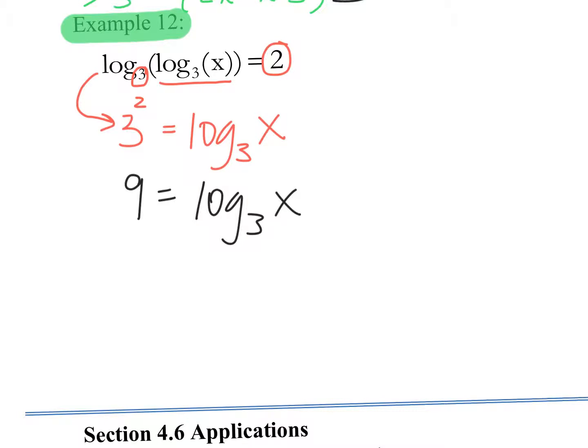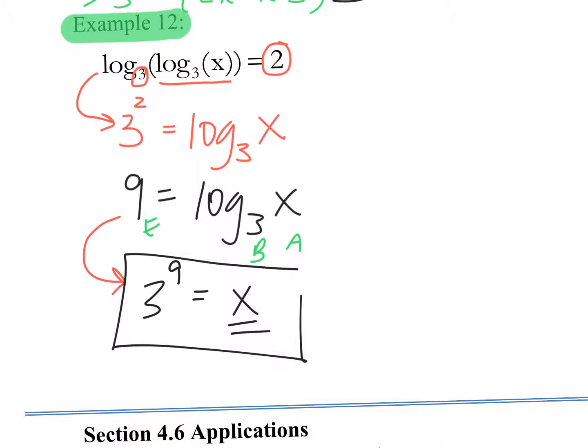I have a log on one side and a random whole number on the other side. Let's translate it again. So that's going to become, don't forget the BAE, the base is 3, the exponent is 9, the answer is x. Whoa, 3 to the 9th is an enormous number, so I'm just going to leave it like that, but I just got x all by itself. It equals 3 to the 9th.